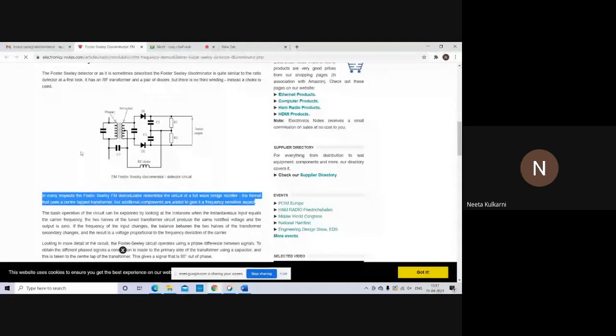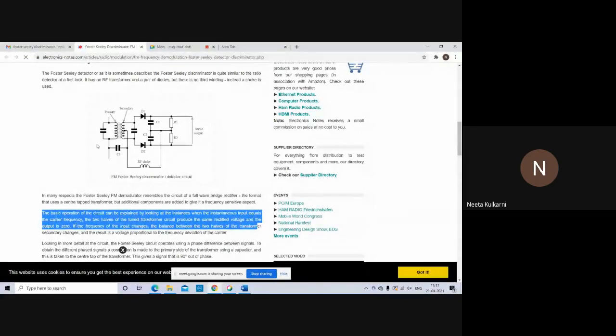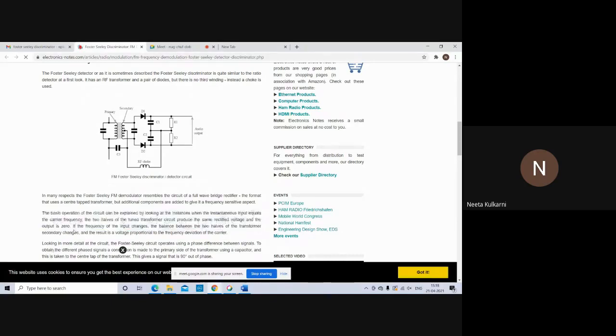Okay, so the basic operation of the circuit can be explained by looking at the instances when the instantaneous input equals the carrier frequency. When the input signal is equal to the carrier frequency, the outputs of both halves of the transformer are the same voltage, produced here. So the final output voltage is 0. If the frequency of the input changes, the balance between the two half parts of this transformer secondary changes and the resulting voltage is proportionate. As we saw here, if the input frequency is equal to the carrier, the output voltage is 0.